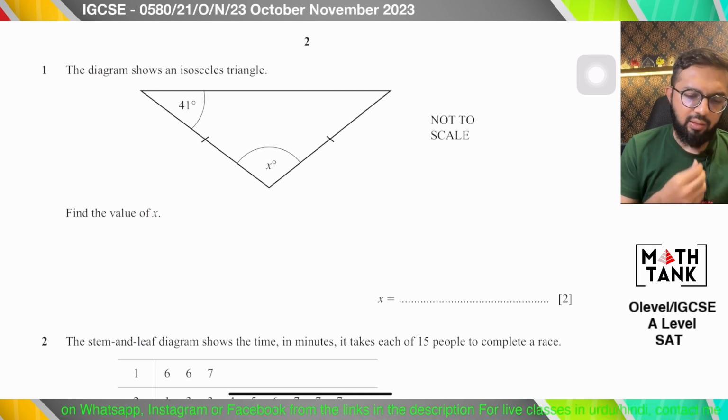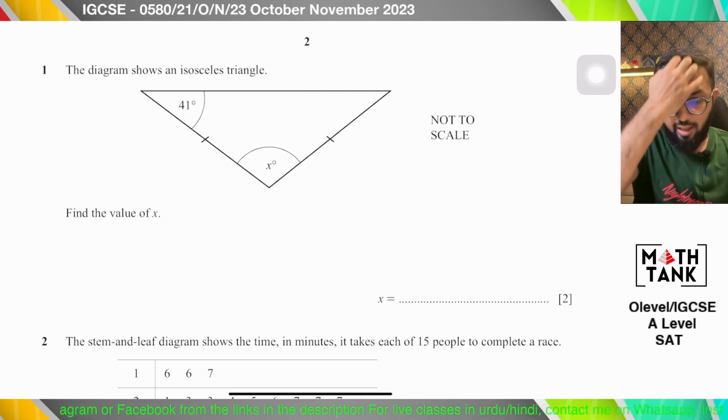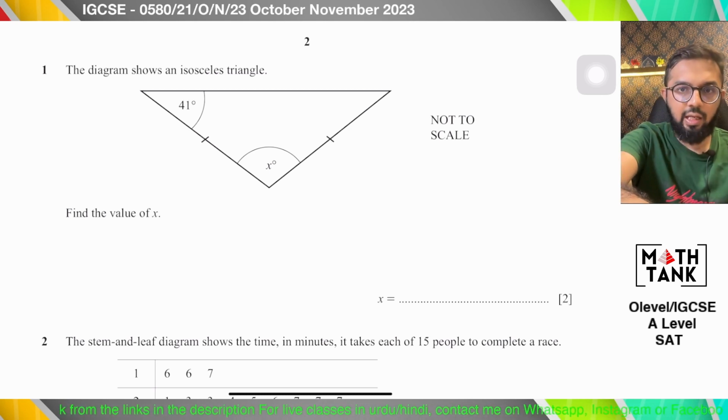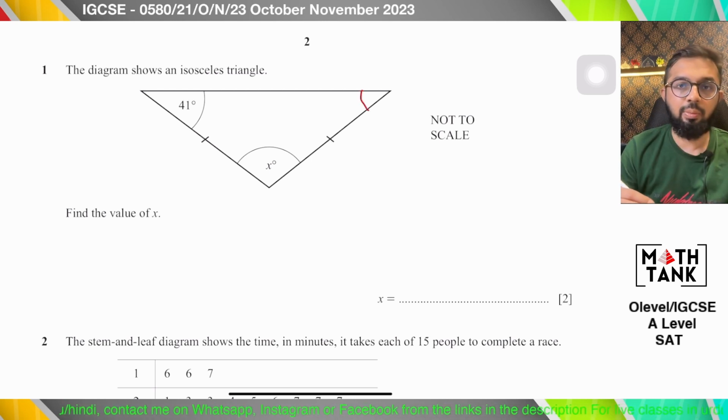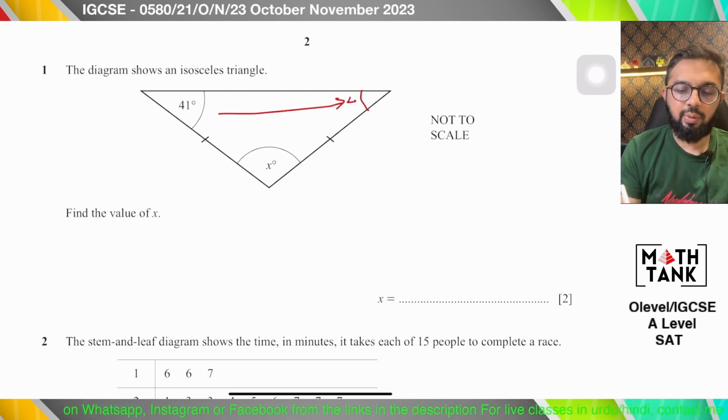The first question says the diagram shows an isosceles triangle. Find the value of x. You know that an isosceles triangle has two sides equal and two angles equal. What two angles will be equal? This angle will also be the same as this one. So this will be 41.